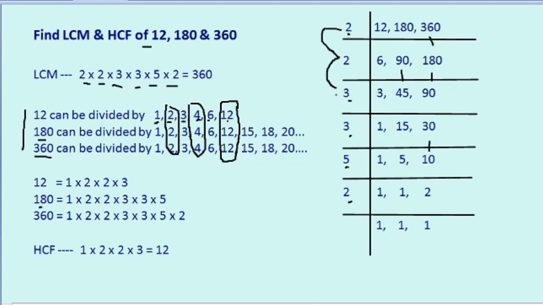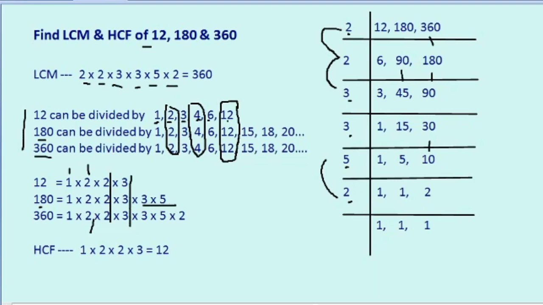2 into 2, 4, 4 into 3, 12, 12 into 3, 36, 36 into 5, 180, 180 into 2, 360, till here. Okay, now we write them in this order. See, till where it is common? 1 is common in all. This 2 is common in all the 3 till here. And this 2 is again common till here. And this 3 is common.